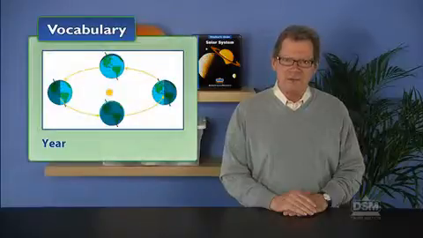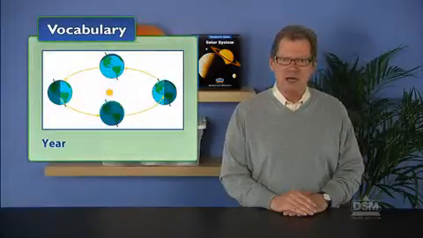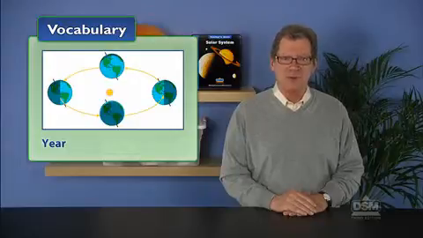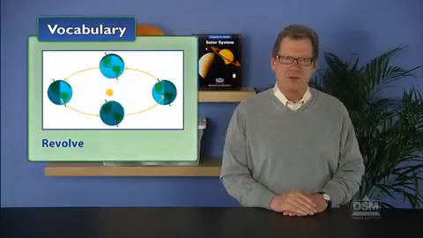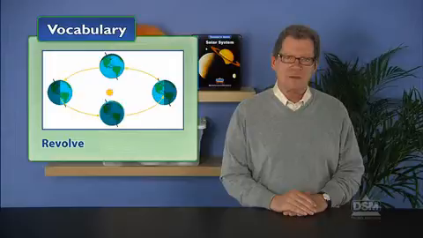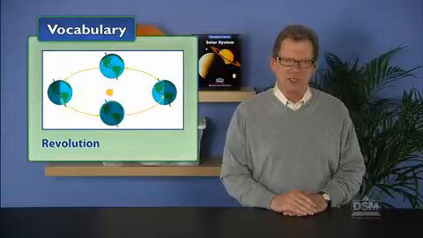Explain that a year is the time it takes a planet to travel once around the Sun, and that the Earth rotates about 365 times as it makes one orbit. Therefore, an Earth year is about 365 days long. Next, describe for the class how planets revolve or travel around the Sun in their orbits. Define the term revolution for students as one complete trip of a planet around the Sun.